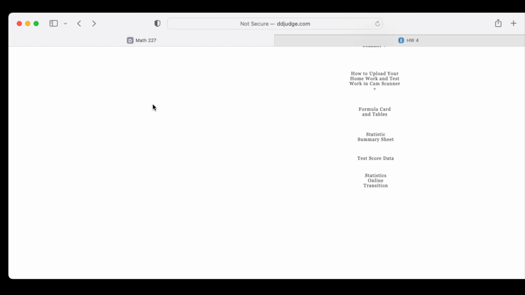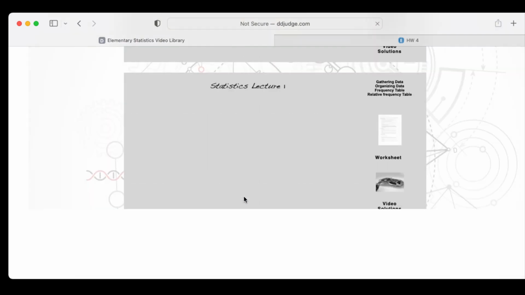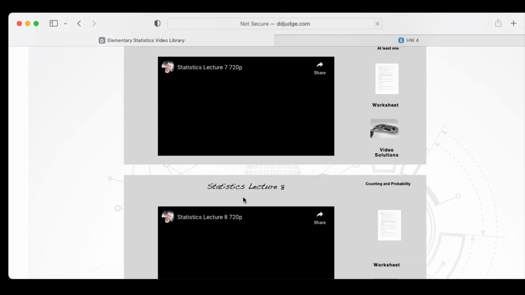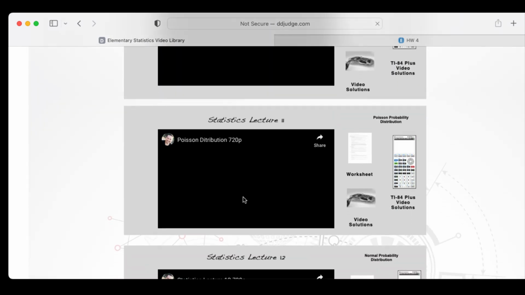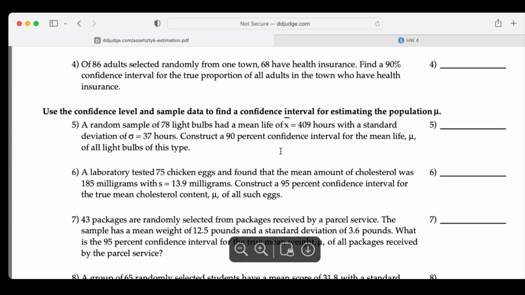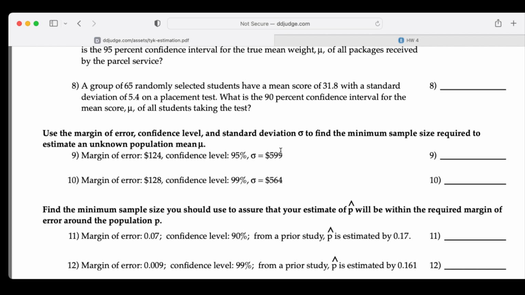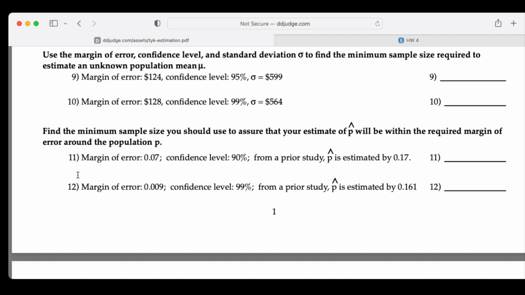Anyway, what about the homework? Let's go back to the homework here. Statistics Lecture 13. I just want to remind you what the homework is. This is the worksheet. I said do 1 to 8 all. On Monday, we're going to do 9 to 12.